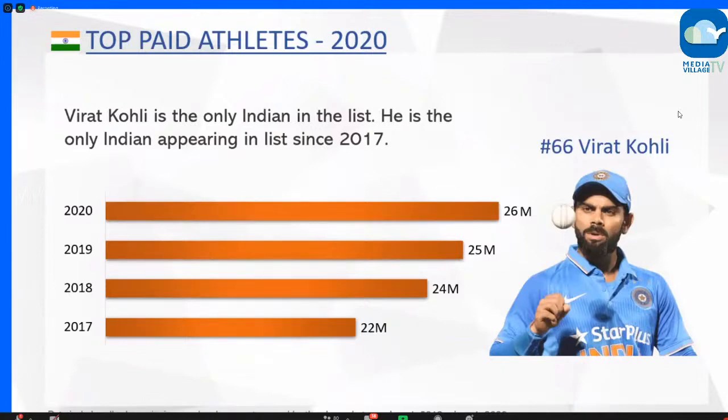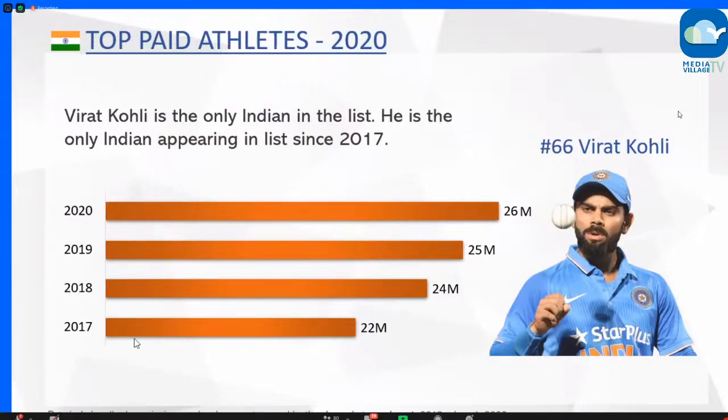So we found that Virat Kohli is the only Indian in the top 100 top paid athletes list. Virat Kohli is at number 66, and his earnings in 2020 were just 26 million. In Indian standards it's a huge amount, but compared to the top athletes, it's almost 1/4. Another interesting fact which came out while I was analyzing the historic data is Virat Kohli is the only Indian present in the list for the last 4 years.